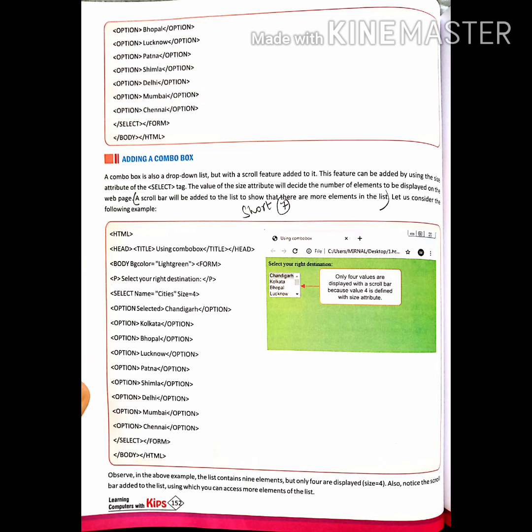Observe in the above example, the list contains 9 elements, but only 4 are displayed. Size equals 4. Also notice the scroll bar added to the list, using which you can access more elements in the list.